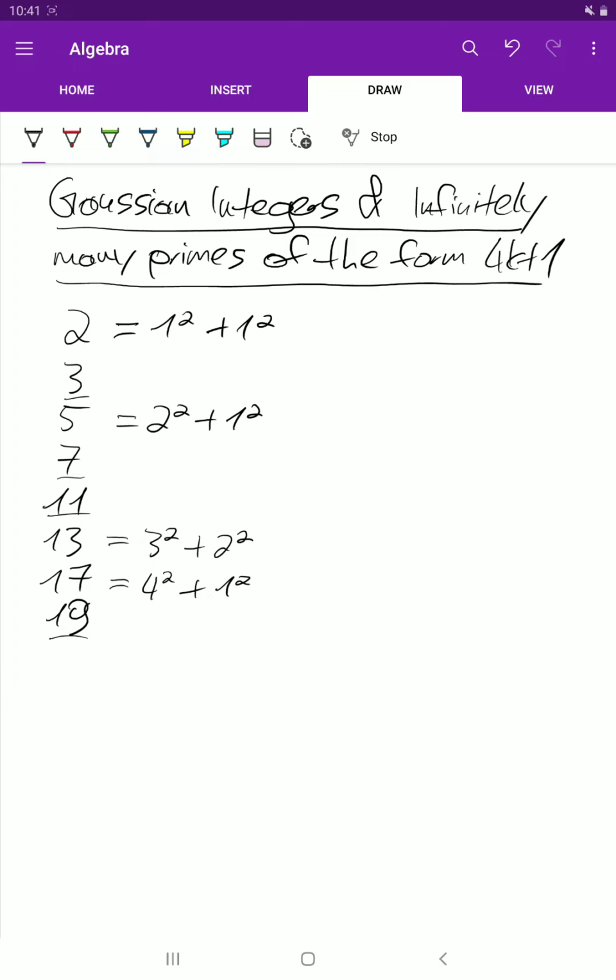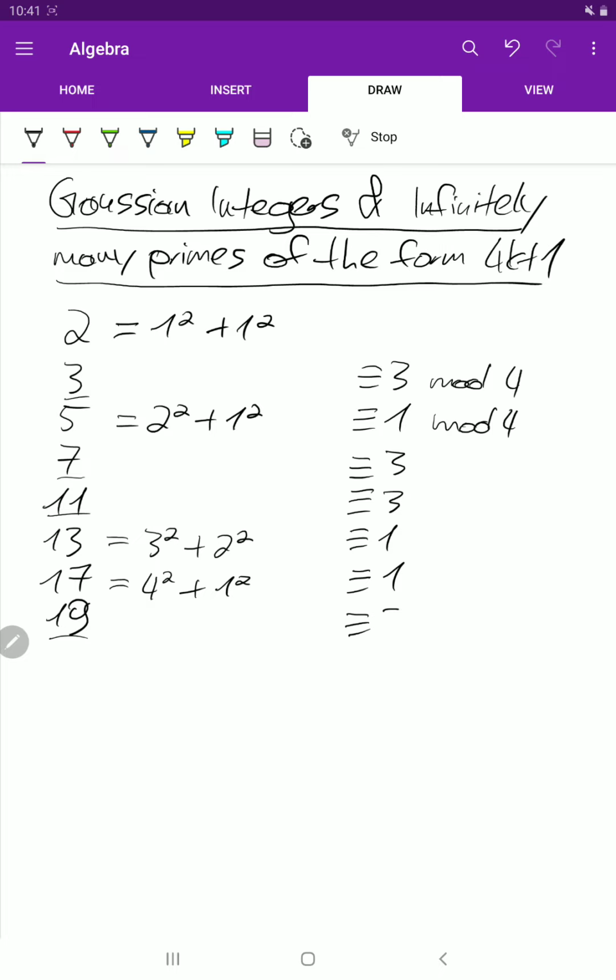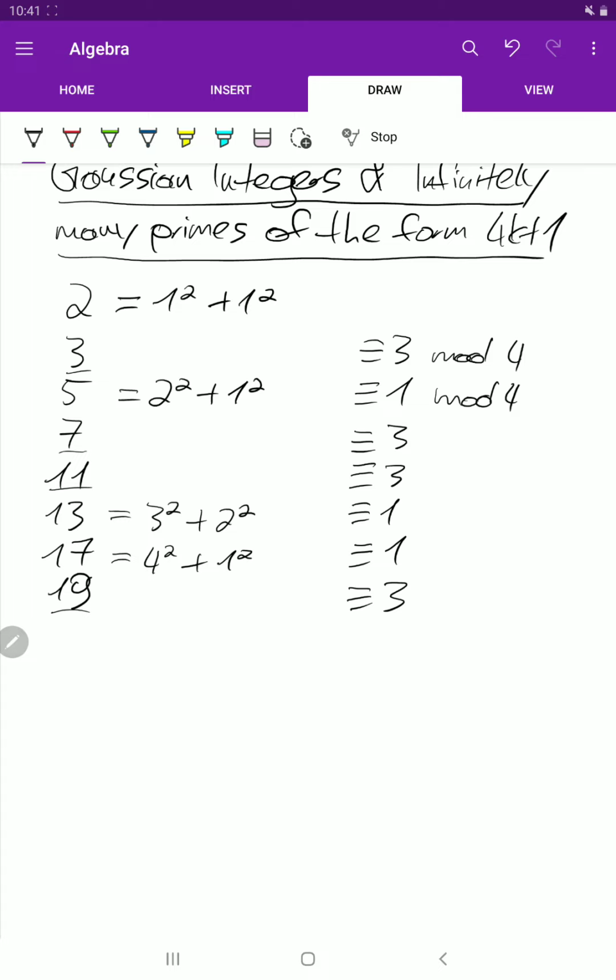Okay, and now let's have a closer look. So 3 is of course 3 modulo 4, 5 is 1. I won't write the modulo 4 everywhere, but we look at it every time. Modulo 4, so that's 3, that's again 3, that's 1, that's 1, and that's 3. So we see a pattern here, and this pattern is actually true for all primes.